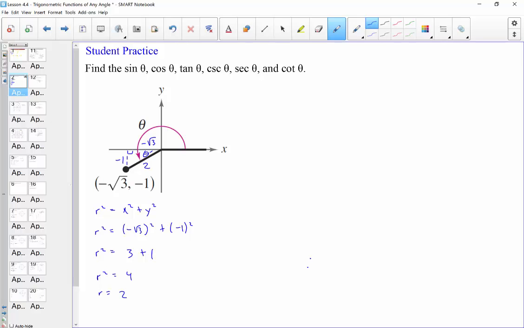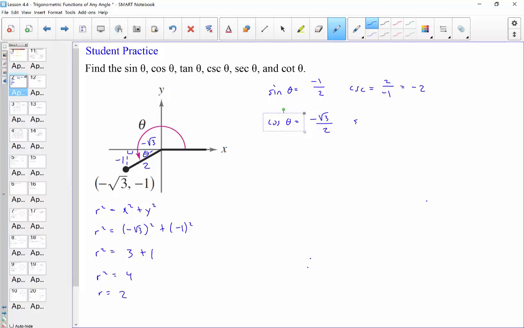Now we can find all 6 of the trigonometric functions of theta. The sine of theta equals the opposite side, -1, over the hypotenuse, 2. The cosecant of theta equals the hypotenuse, 2, over the opposite side, -1, which simplifies to -2. The cosine of theta equals the adjacent side, -√3, over the hypotenuse, 2.